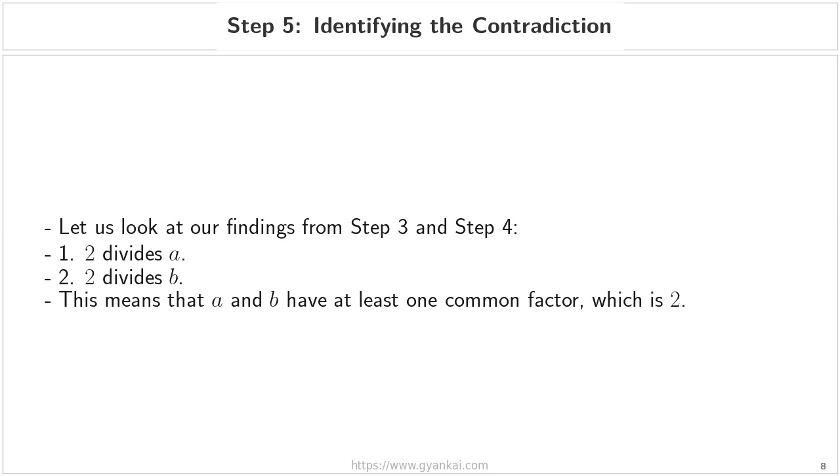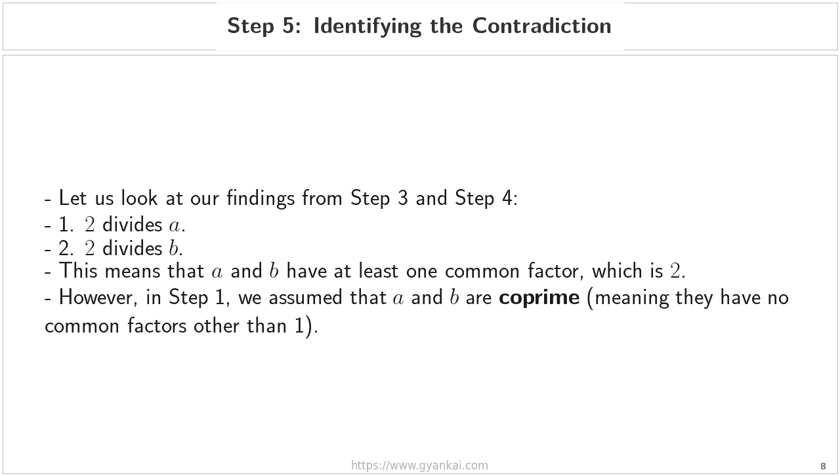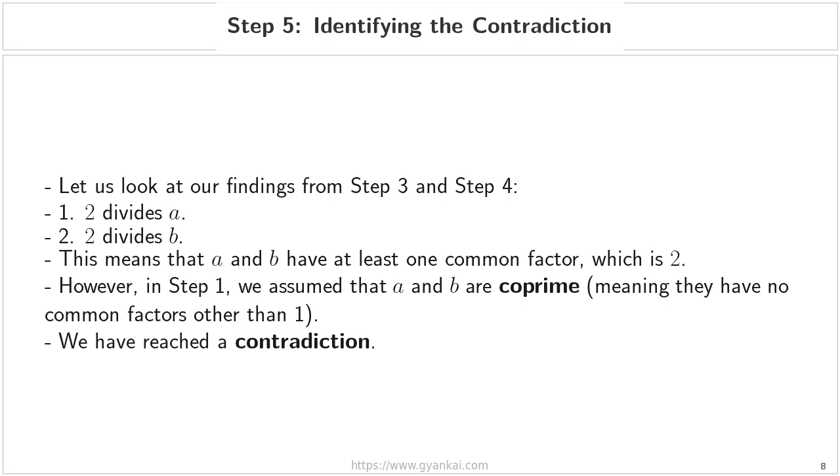If both a and b are divisible by 2, this means that a and b share at least one common factor, which is 2. But remember back in Step 1, when we first set up our initial assumption, we specifically stated that a and b are coprime, which means they have no common factors other than 1. Do you see the problem? We have reached a contradiction. We have 2 statements that simply cannot both be true at the same time. This brings us to our final conclusion in the next slide.